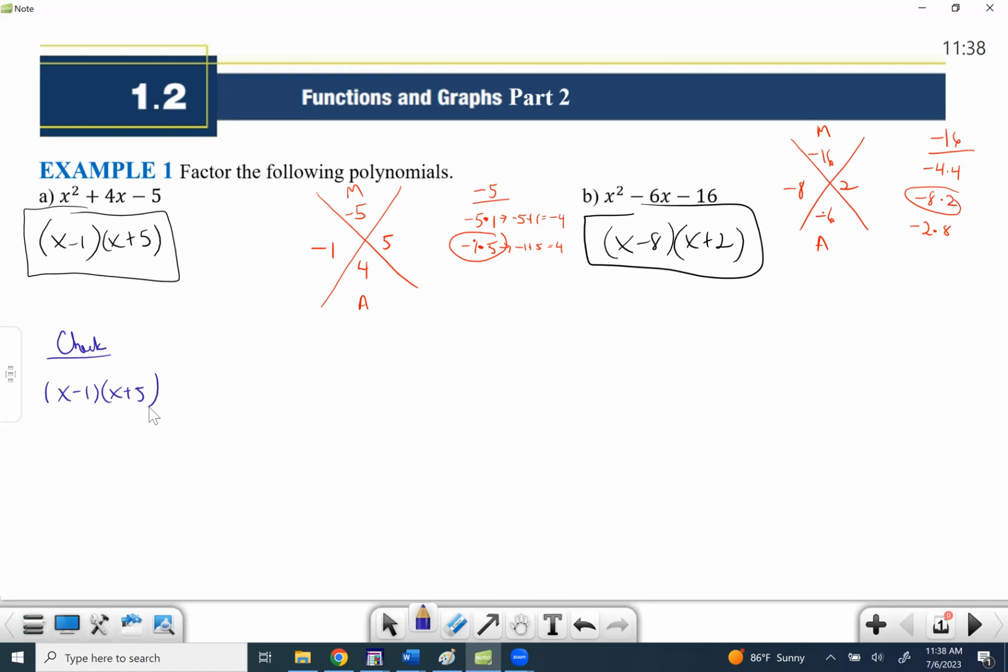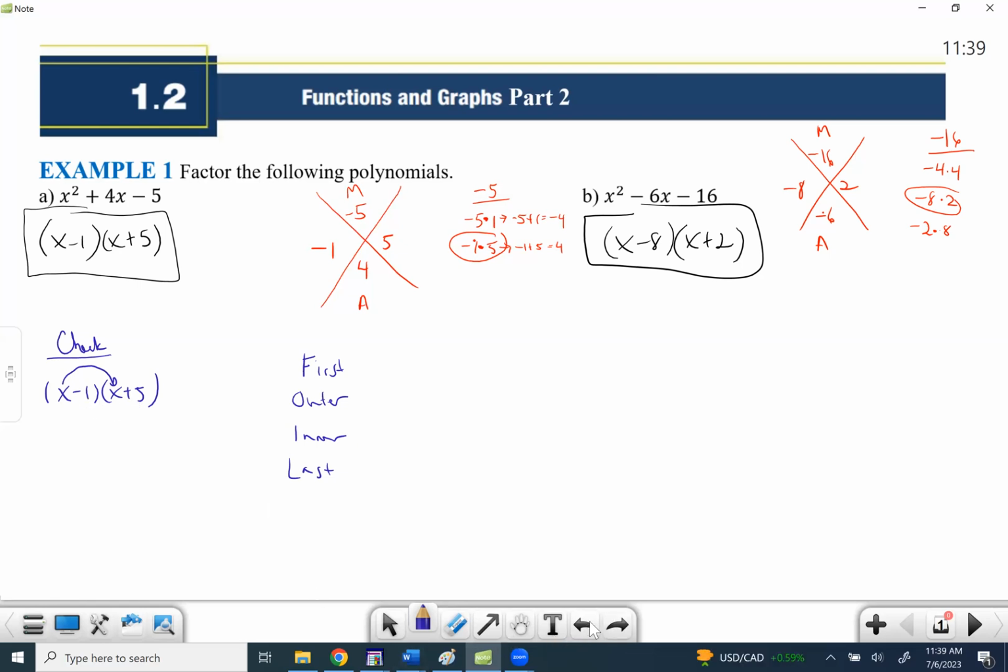The way that you check is by multiplying. This is called foiling or distributing. The reason why they use the word FOIL, just to let you guys know, is it stands for first, outer, inner, and last. So basically, we're going to start by multiplying the first. Then we'll do the outers, these two. Then we'll do the inners. And then we'll do the last. This is where the word FOIL came from.